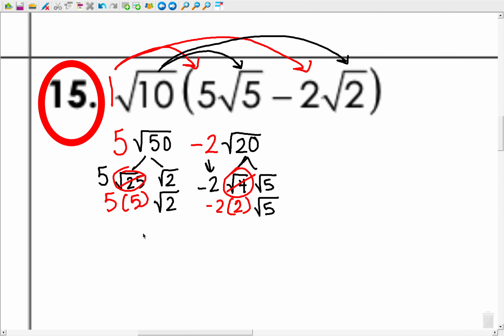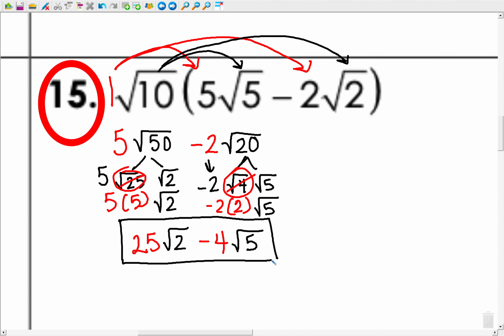So our final answer, we have 5 times 5, which is 25. And then this is times the square root of 2. And then you have negative 2 times 2, which is negative 4. And this is times the square root of 5. Are my radicands the same? No. That means I cannot proceed and do anything else. I'm going to stop right here, and I'm done.